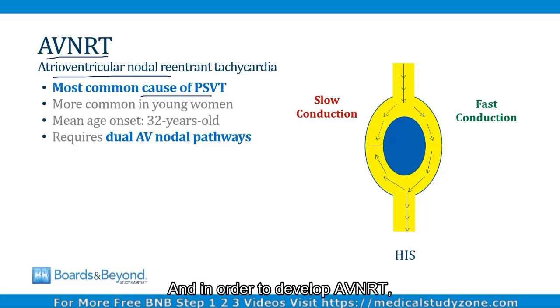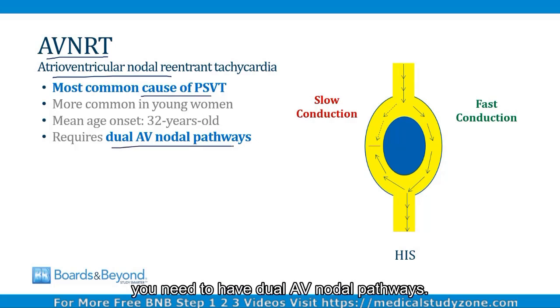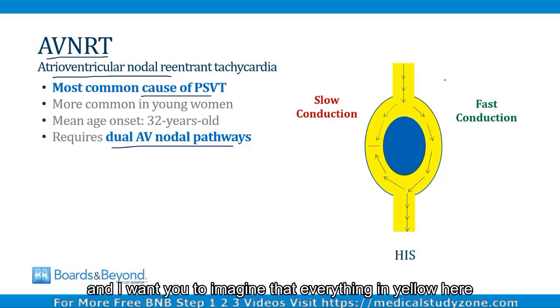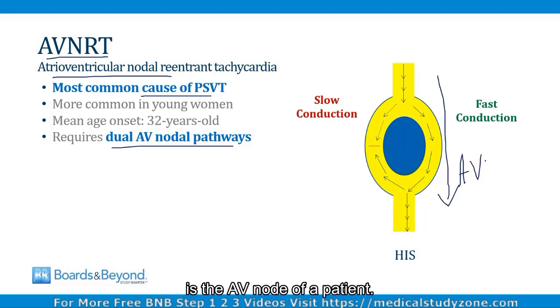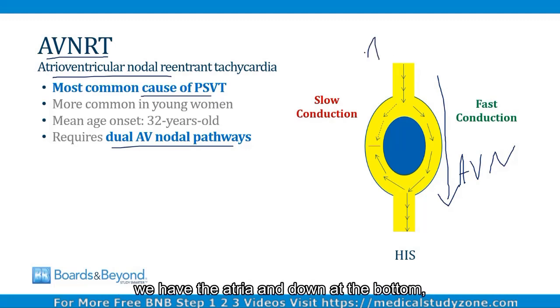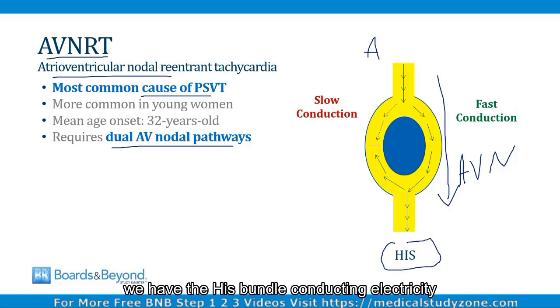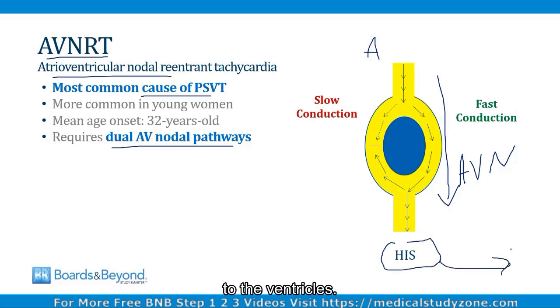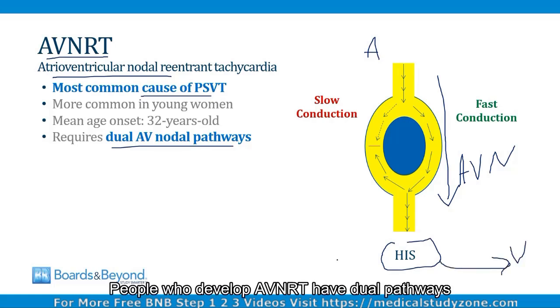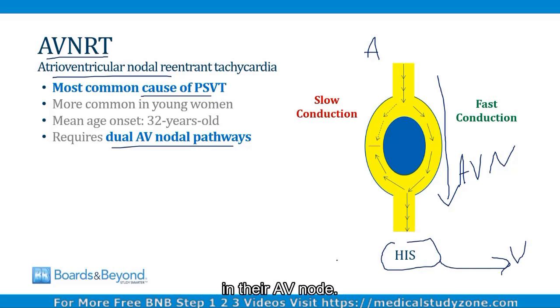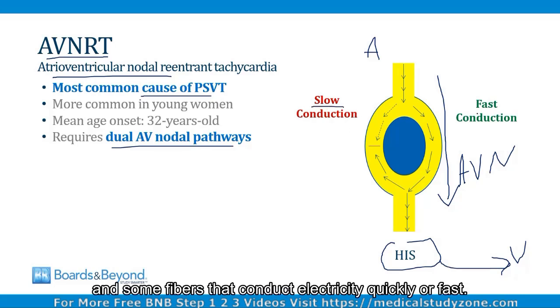And in order to develop AVNRT, you need to have dual AV nodal pathways. So what do I mean by that? I want you to look at the right side of the screen, and I want you to imagine that everything in yellow here is the AV node of a patient. And then I want you to imagine that up at the top we have the atria, and down at the bottom we have the His bundle conducting electricity to the ventricles. People who develop AVNRT have dual pathways in their AV node. That means that there are some fibers that conduct electricity slowly and some fibers that conduct electricity quickly or fast.